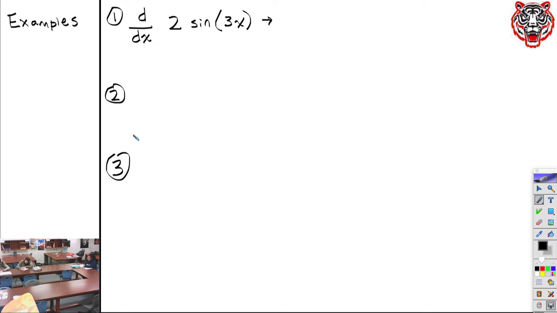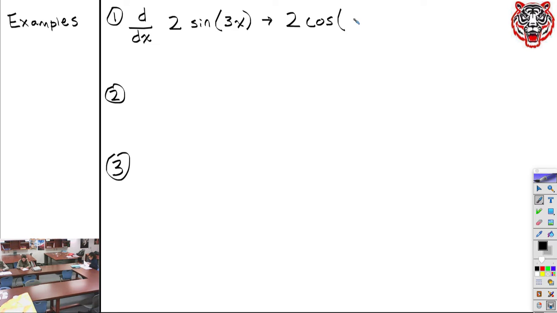These 3 examples, and we're done with the notes. All right, so 2 would be our a, so that's going to stay the same. So I'm going to leave that 2 there. Derivative of sine is, have you memorized it yet? Cosine. Cosine.